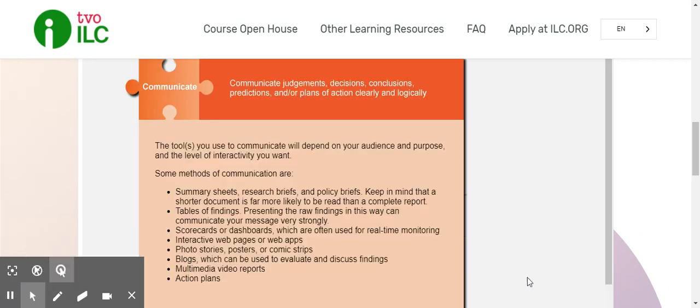The 5th and final step in the inquiry process is to communicate your findings. So these may be judgments, decisions, conclusions, predictions, plans of action, and there are many different ways in which to communicate this information. Summary sheets, tables, scorecards, dashboards, interactive web pages, stories, blogs, action plans, media posts, you name it, you can use them to communicate your findings from the inquiry.